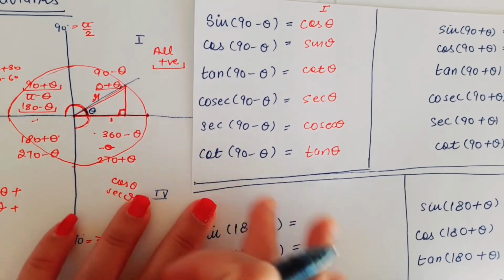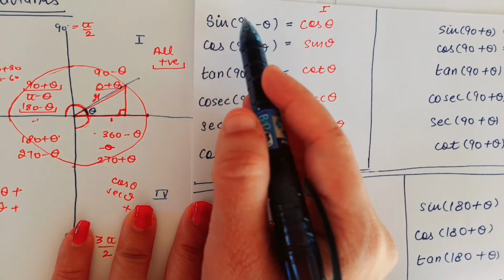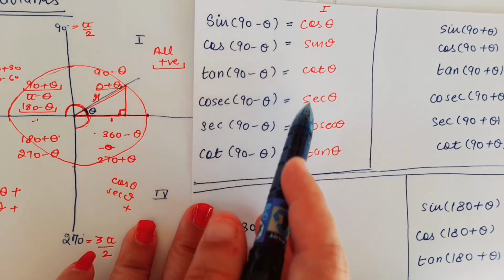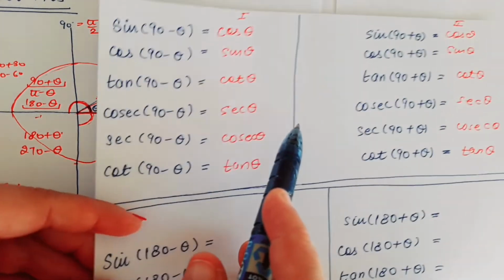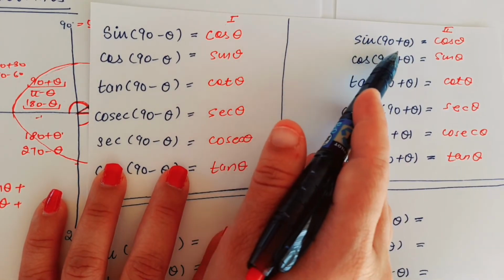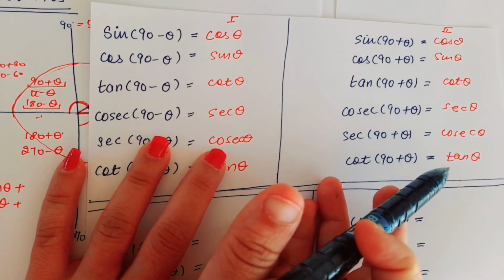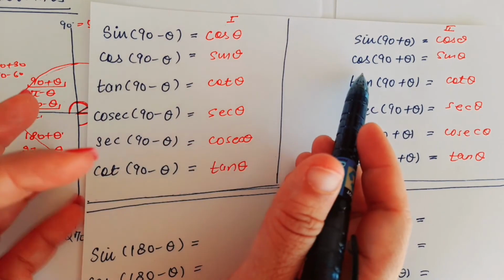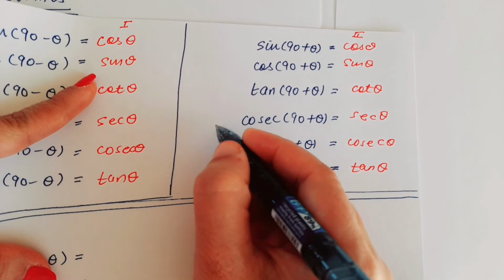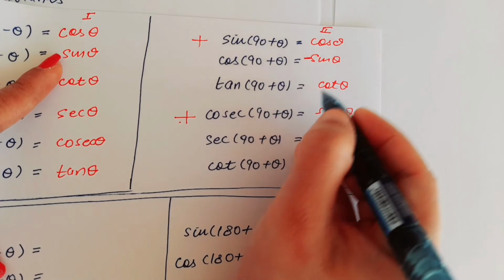Okay, now where are these values? In the first quadrant all trigonometric ratios are positive, so all these values will be positive. When we come to the second quadrant, sine of 90 plus theta, cos of 90 plus theta, in the second quadrant all these are not positive. Which are positive? Only sine and cosec are positive. So the rest we will write as negative.